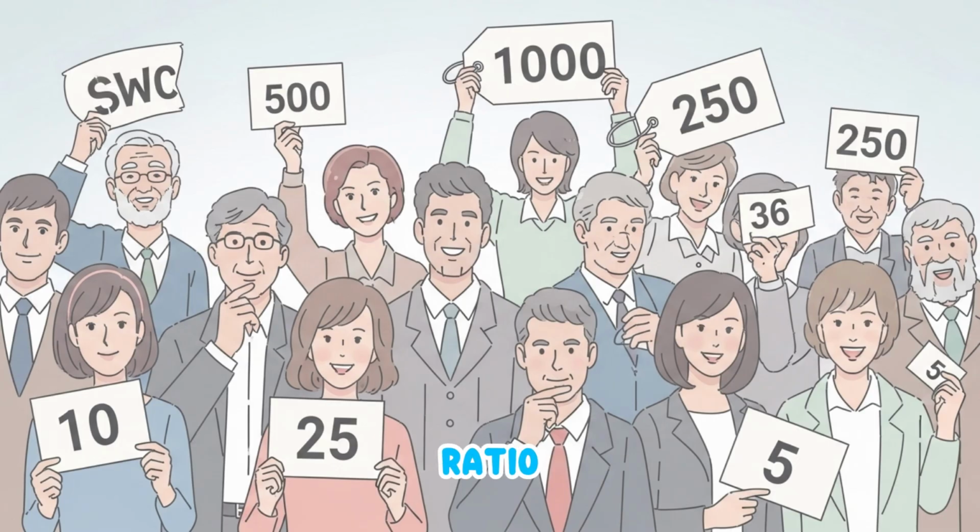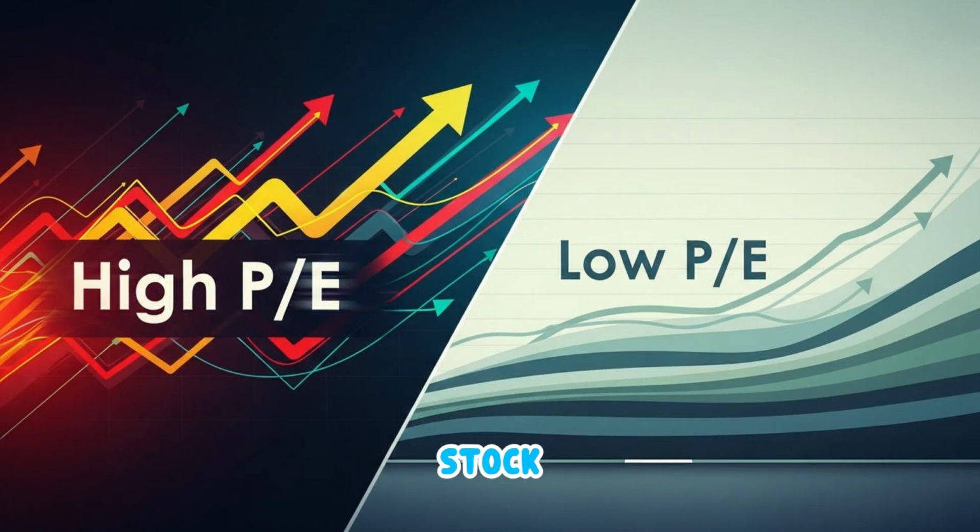A high PE ratio can be interpreted as a sign that investors expect the company to grow rapidly in the future. But it can also mean that the stock is overvalued. A low PE ratio, on the other hand, might indicate that a stock is undervalued, but it could also mean that investors expect the company's earnings to decline.